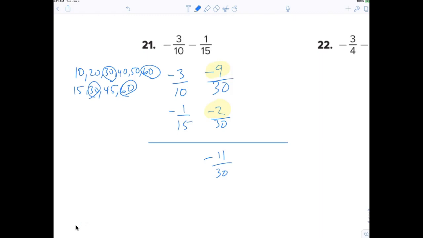So I have negative 11 over 30. Yes, ma'am. Are the evens homework with the odds? Yes. Okay. Yes, ma'am.